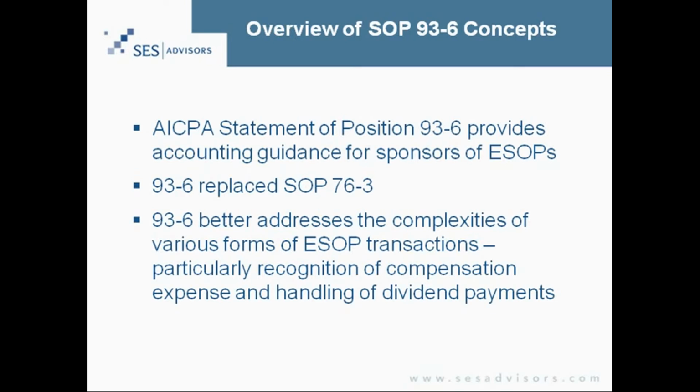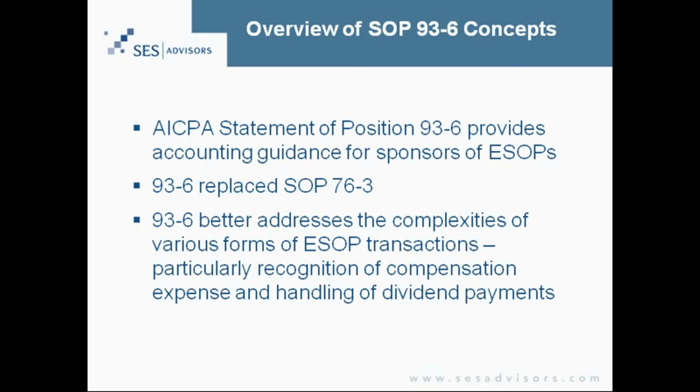It's really a pretty well-written SOP. My only issue with it is that a lot of the examples in the appendixes are not really real world. So we're going to try to give you some better examples of how things work in a typical transaction structure. But the main thrust of SOP 93-6 is to better address the complexities of various types of ESOP transactions and to better measure compensation expense. Our old guidance, 76-3, basically gave us only a basic overview of how to record the transaction.